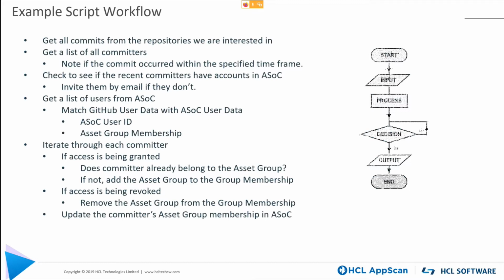Get the list of users from ASoC so you can map the GitHub email address with the user from ASoC, so that way we can actually manipulate what asset groups they belong to. Iterate through each of those users, and if access is being granted, you add the asset group to the list of asset groups that they belong to. And if they're getting revoked, you just remove it from the asset group membership. At the very end, just update the asset group membership with an API call to ASoC. It's a fairly straightforward process, and I think I can show you an example here.